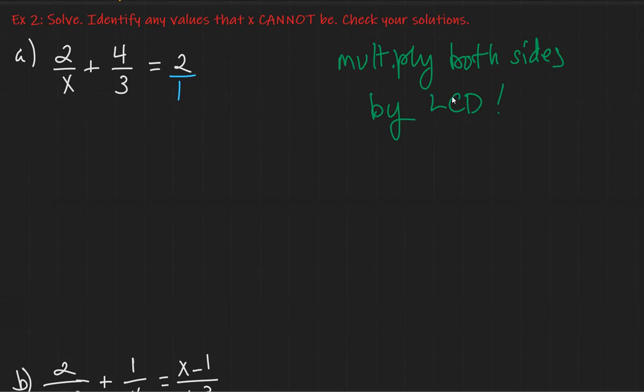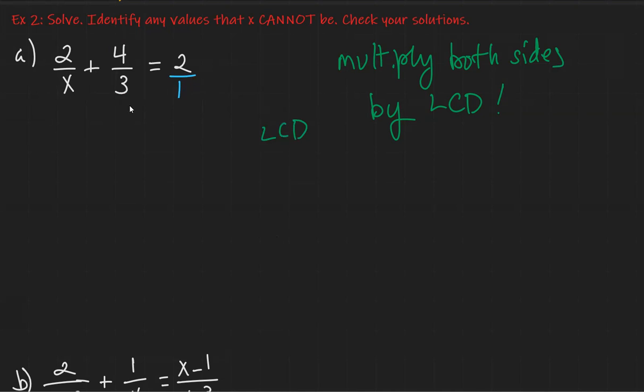Okay, this is what you should do when you have multiple fractions, either just on one side or on both sides, even if you have it on both sides, okay? And that's gonna be the least common denominator of all fractions, okay? Not just on one side or the other, it's on all sides. Okay, so let's find the least common denominator here.